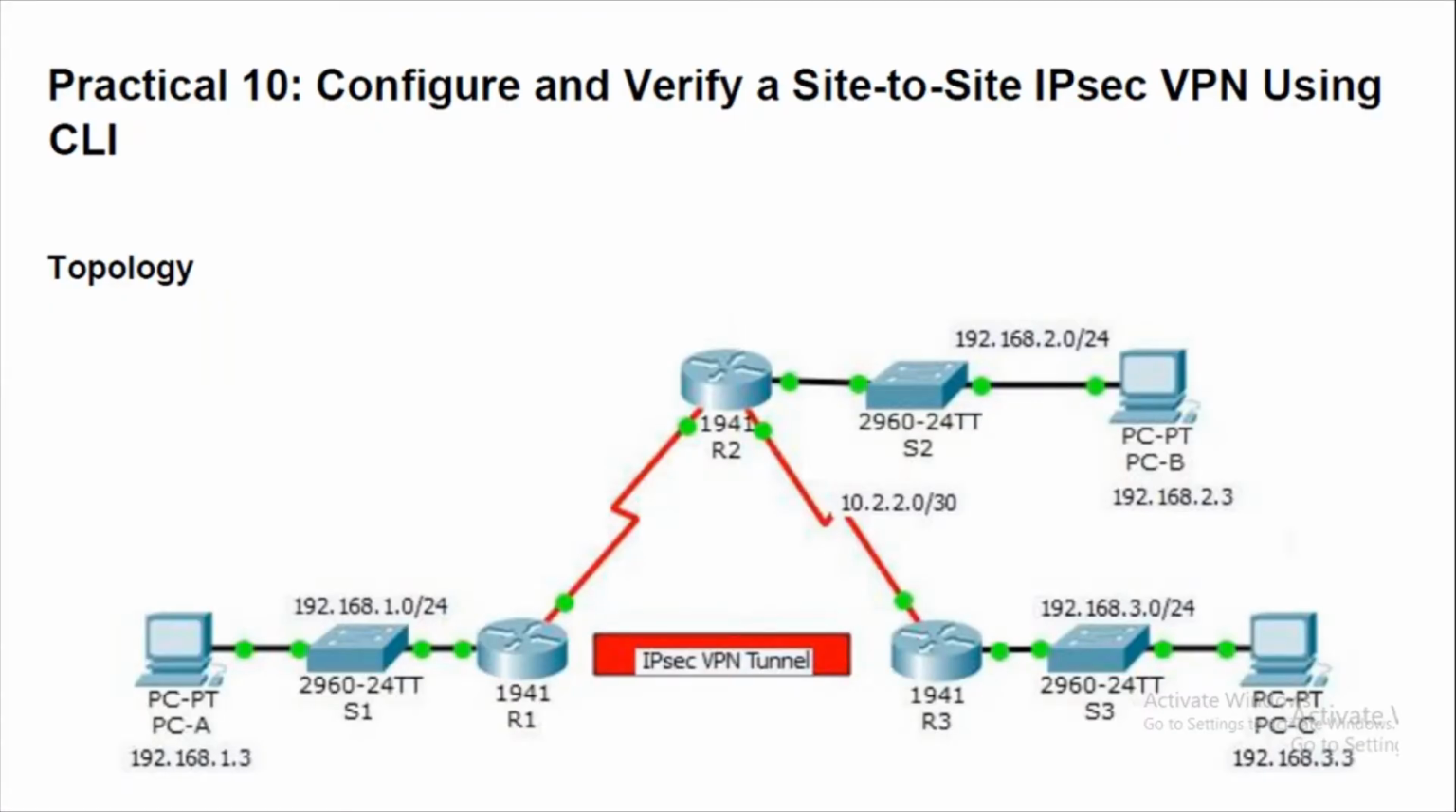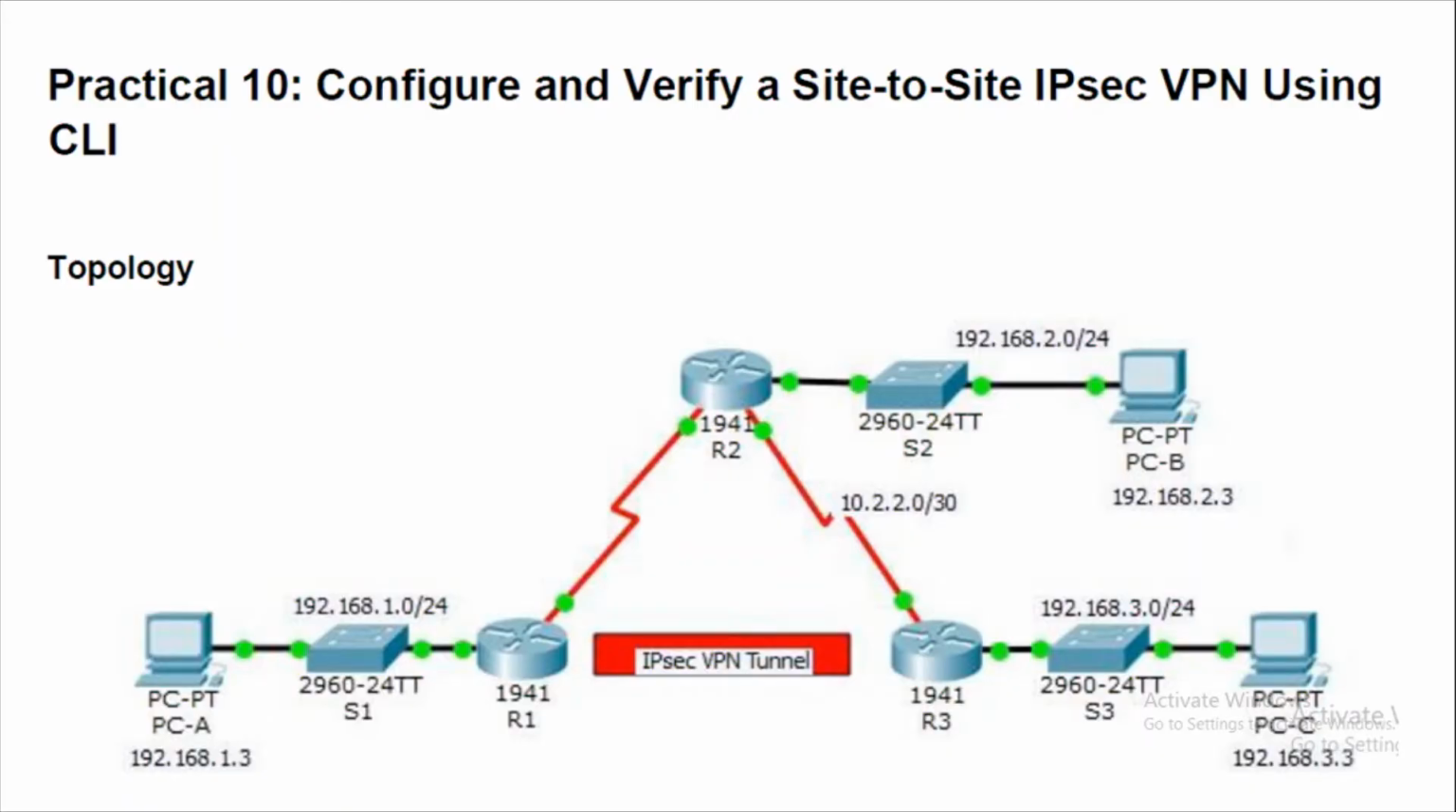In this video, we'll see how to configure and verify a site-to-site IPsec VPN using CLI. Our task is to configure R1 and R3 here to support a site-to-site IPsec VPN tunnel. As you can see in this diagram, when traffic flows between their respective LANs, the IPsec VPN tunnel is from R1 to R3 via R2, but R2 will act as a pass-through and has no knowledge of the VPN.